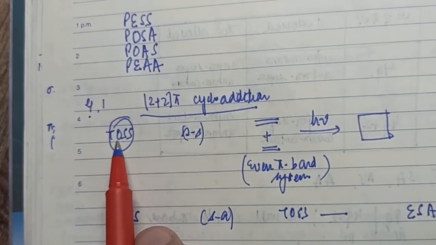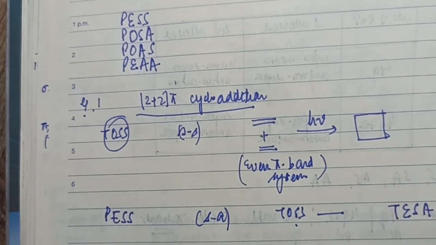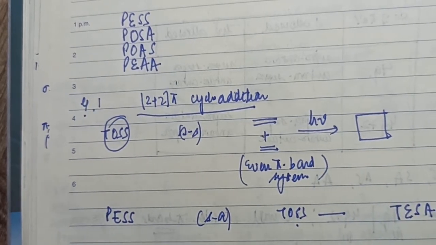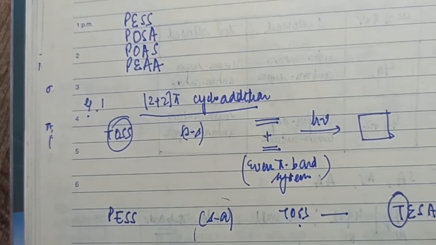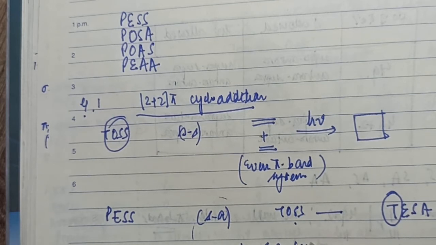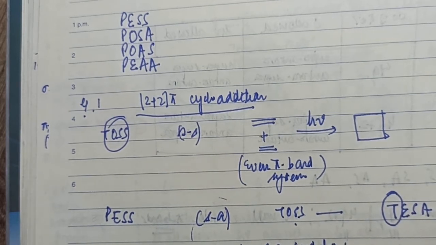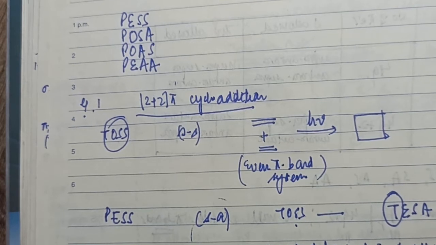So from TOS to this one, S is changed to A, O is changed to E. We have already changed two things, so the third thing cannot change. Therefore, this would remain thermal. Therefore, under supra and antara conditions, this reaction would be thermally allowed. You can cross-check your results with the selection table.